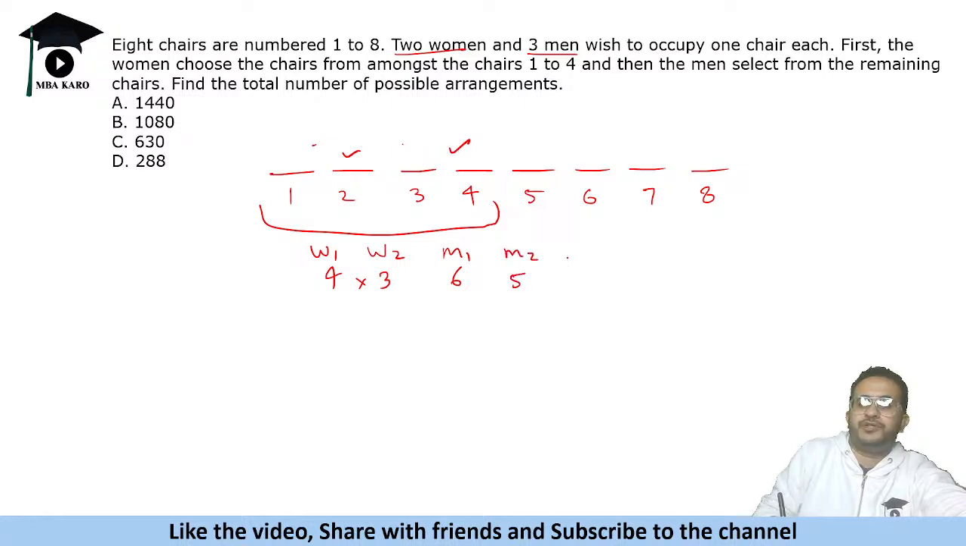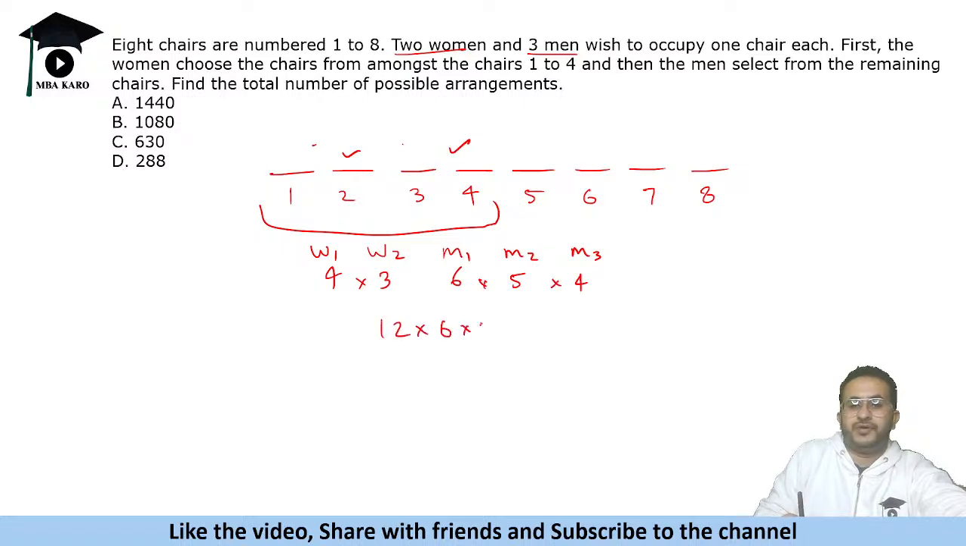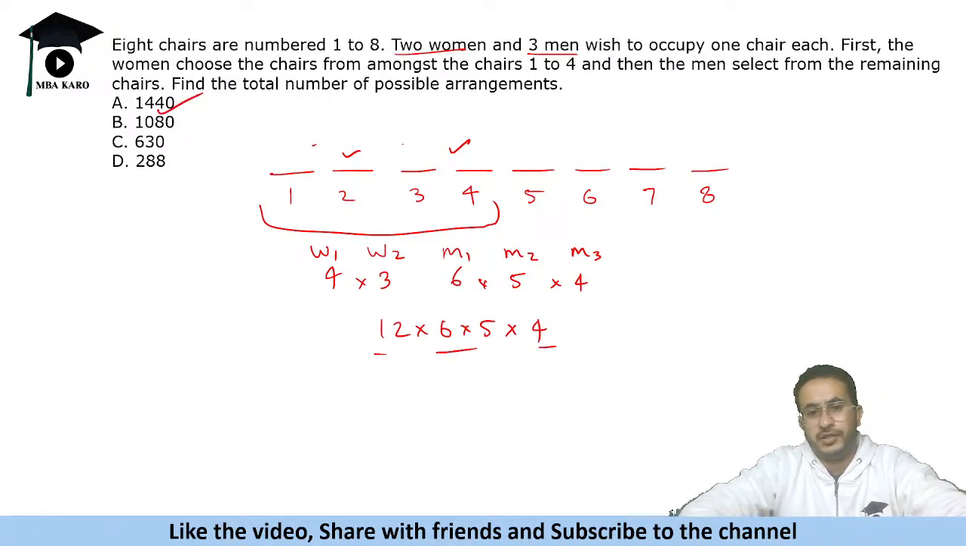M2 will have 5 choices. M3 will have 4 choices. So 12 into 6 into 5 into 4. So 30, 360 into 4, 1440 arrangements. Okay, 1440, right answer.